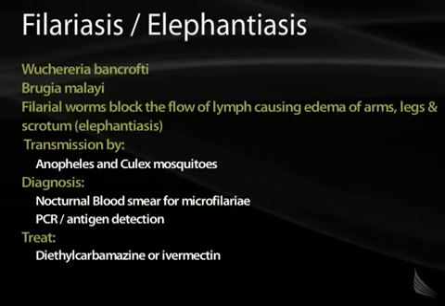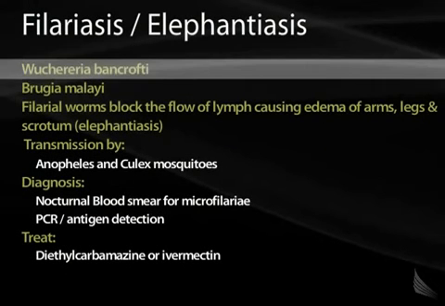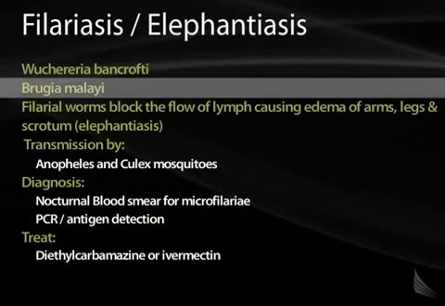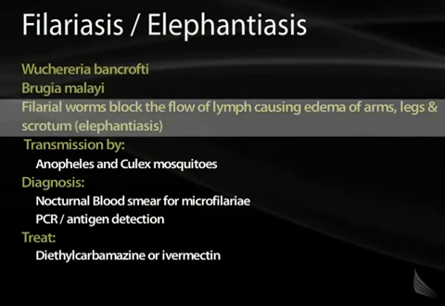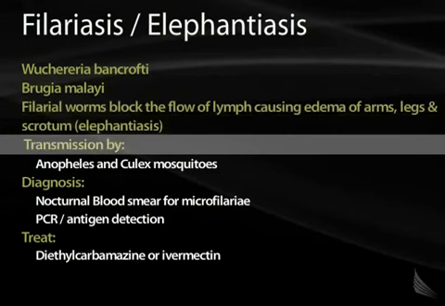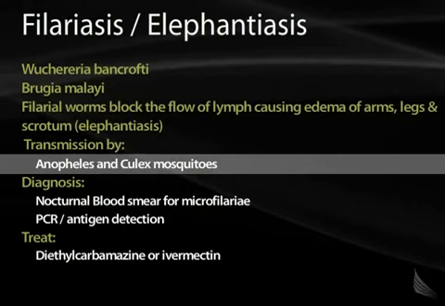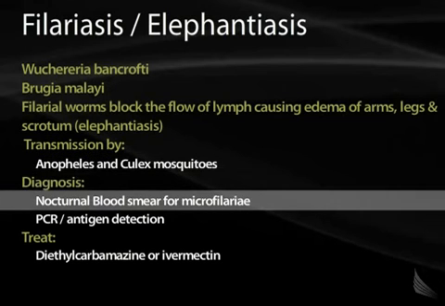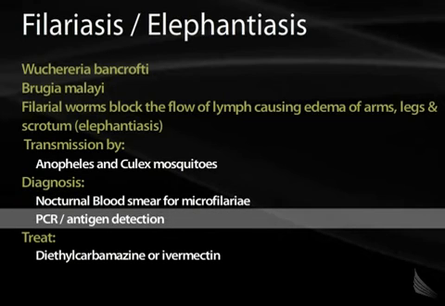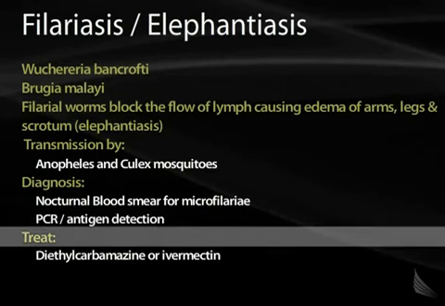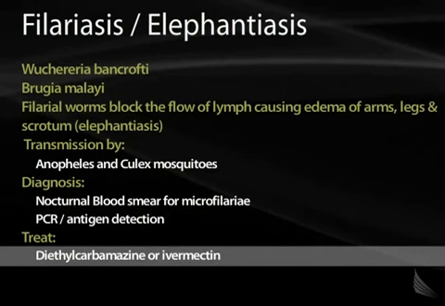Filariasis or elephantiasis is caused by Wuchereria bancrofti or Brugia malayi. What happens is you have filarial worms which block the flow of lymph. Therefore, you get edema in your arms, your legs, your scrotum, and that causes elephantiasis. It's transmitted by Anopheles mosquitoes and the Culex mosquito. It's diagnosed by nocturnal blood smears for microfilaria. You can also do PCR for antigen detection. The treatment is diethylcarbamazine or ivermectin.